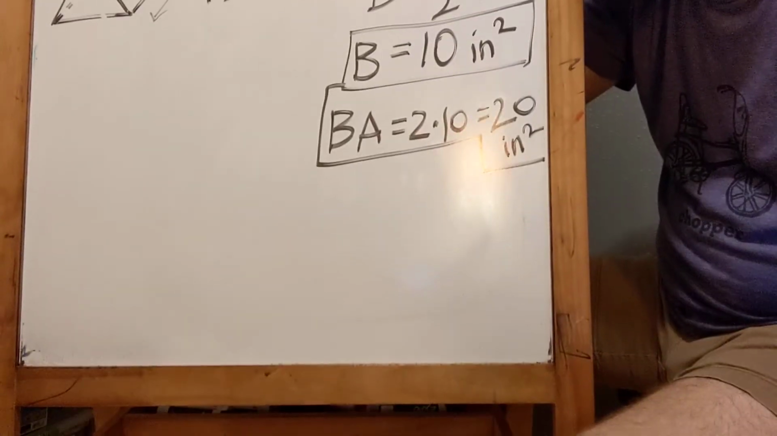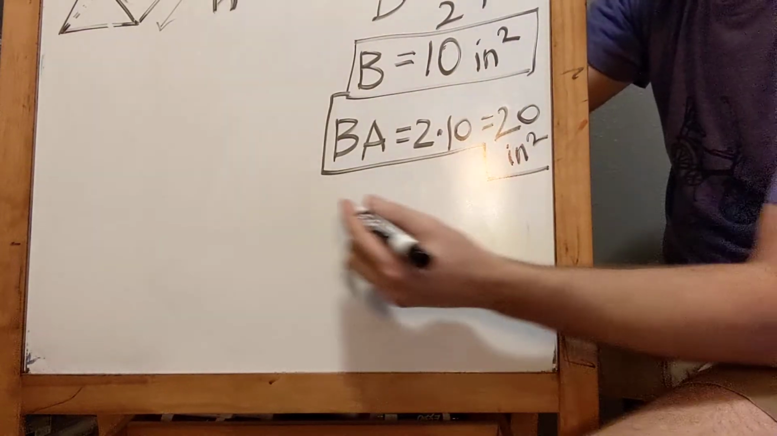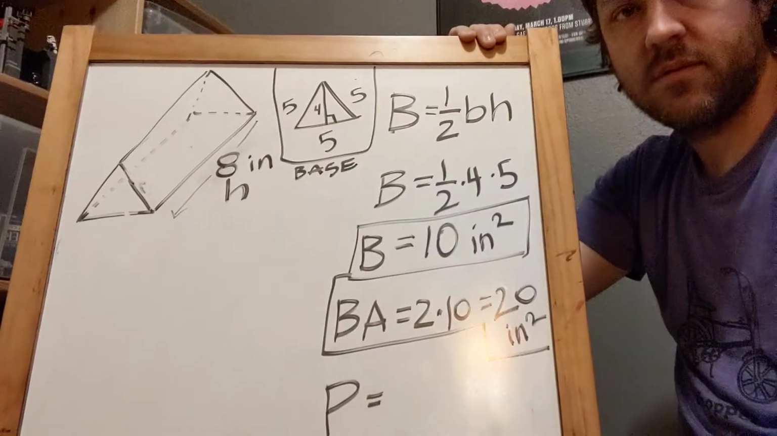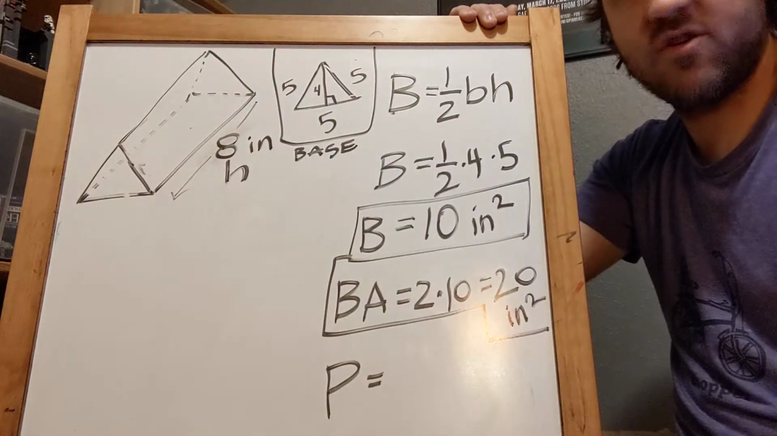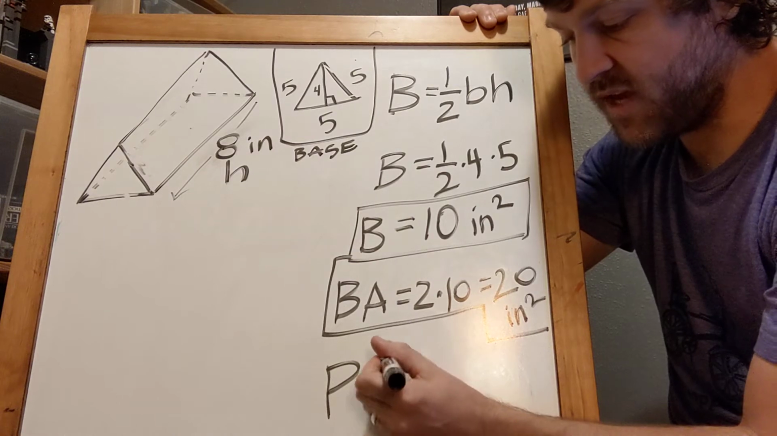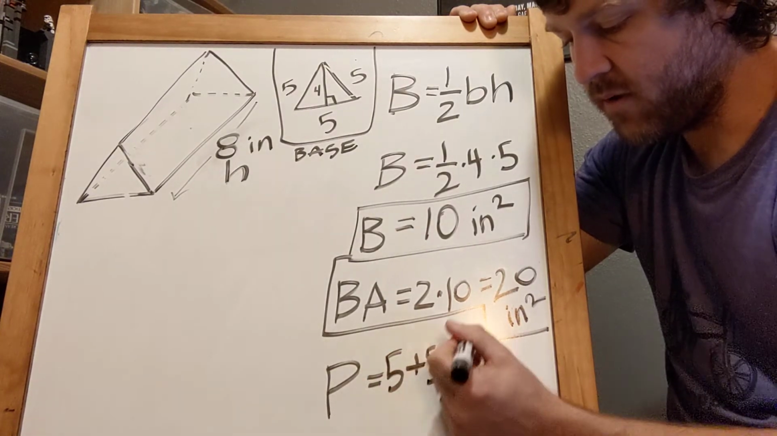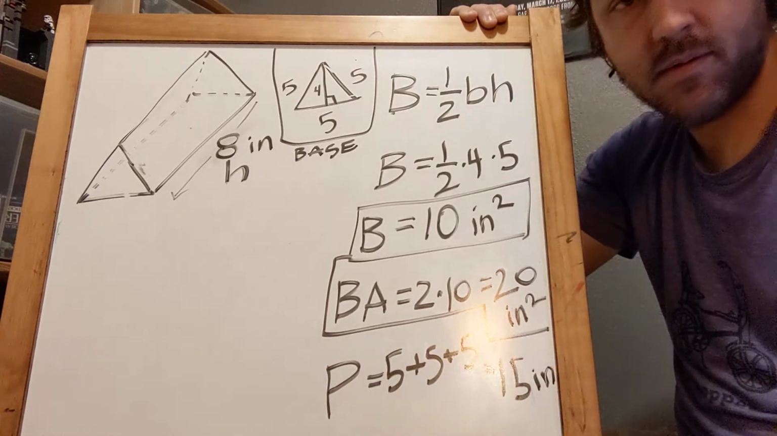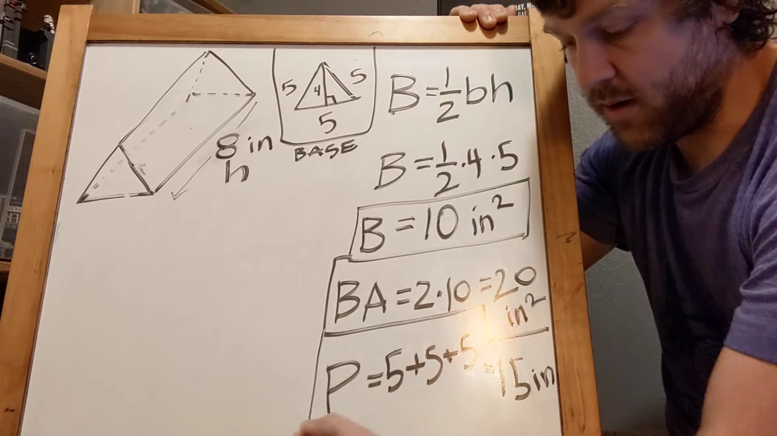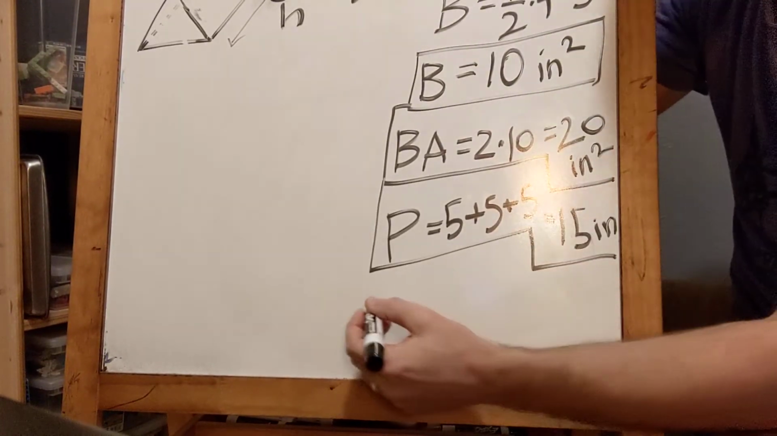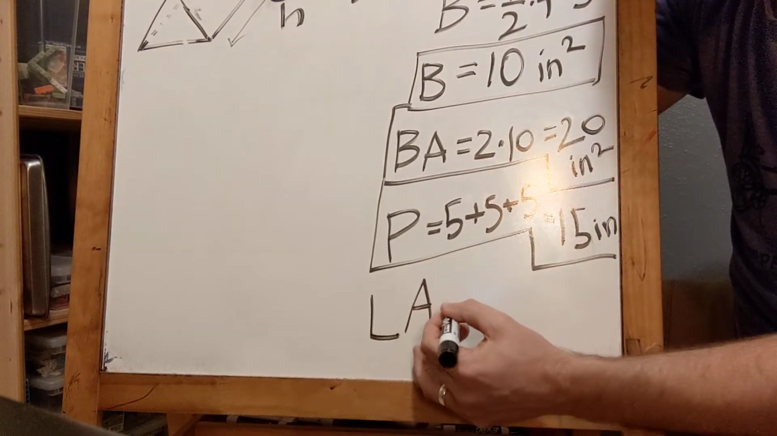I'm going to turn this down here for a second. Okay. And now we're going to find the perimeter. Perimeter is easy. It's a triangle. There are 3 sides of that triangle. They each are measured 5. 5 plus 5 plus 5. So the perimeter is 15, or 5 plus 5 plus 5 equals 15 inches. That's the perimeter.